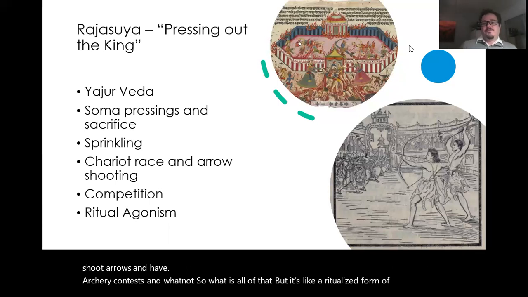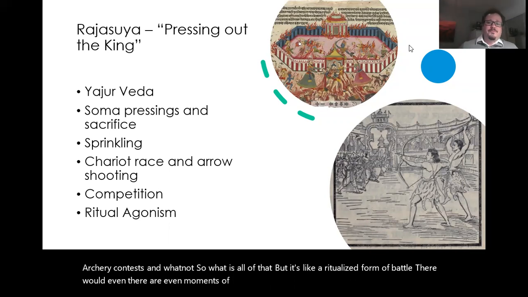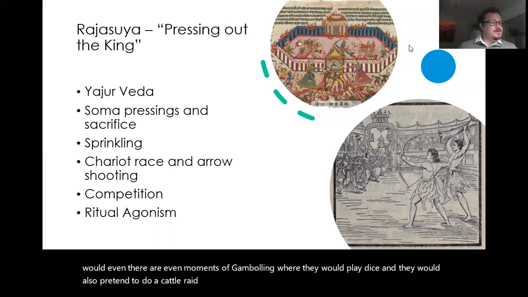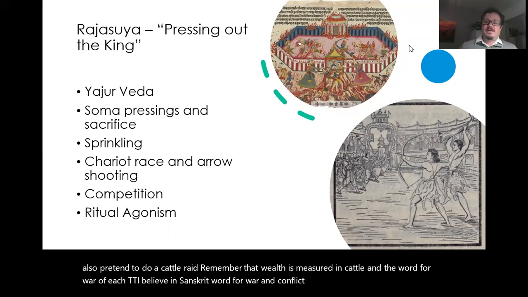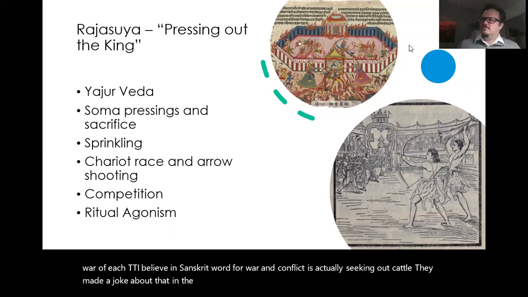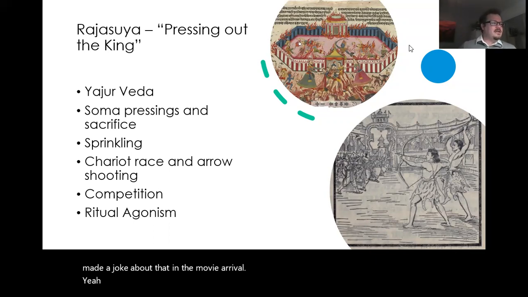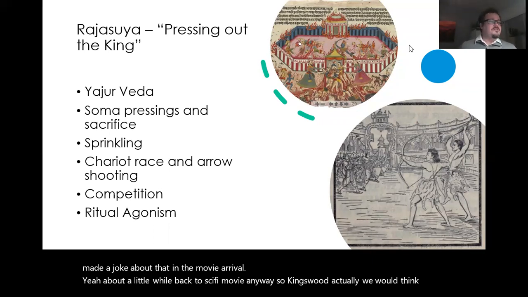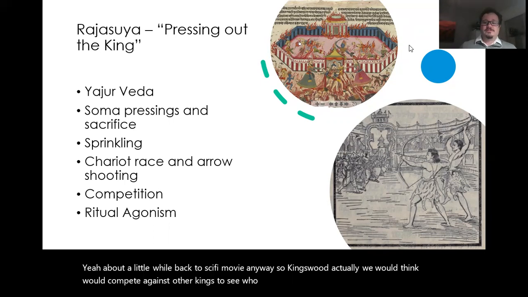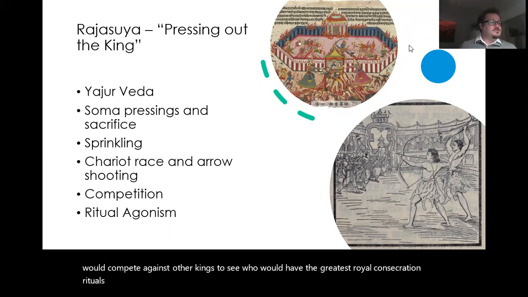There are even moments of gambling where they would play dice, and they would also pretend to do a cattle raid. Remember that wealth is measured in cattle. The word for war and conflict in Sanskrit, gavishti, I believe, is actually seeking out cattle. They made a joke about that in the movie Arrival, a sci-fi movie from a little while back. Anyway, kings would compete against other kings to see who would have the greatest royal consecration rituals, to prove who is the greatest ritual king.